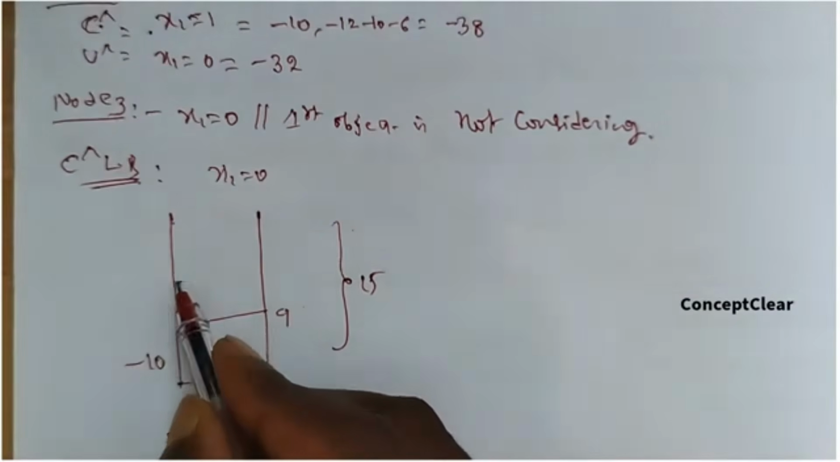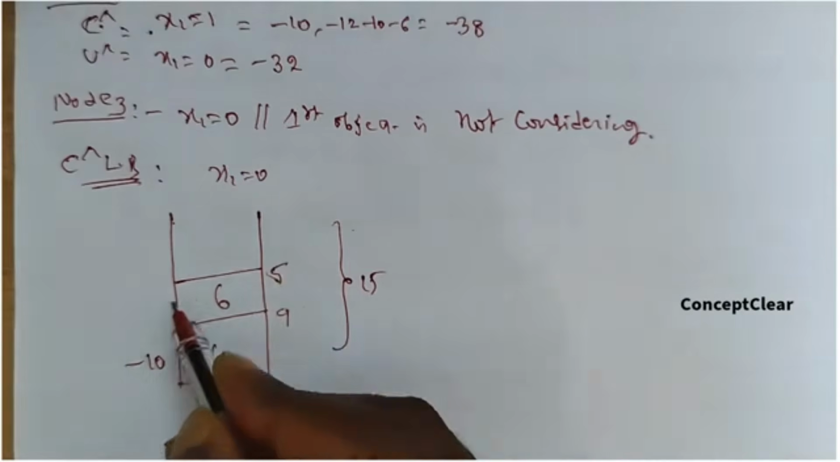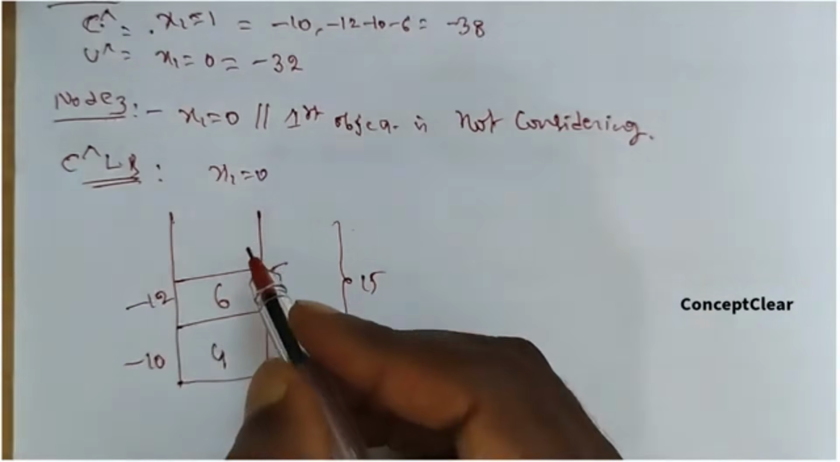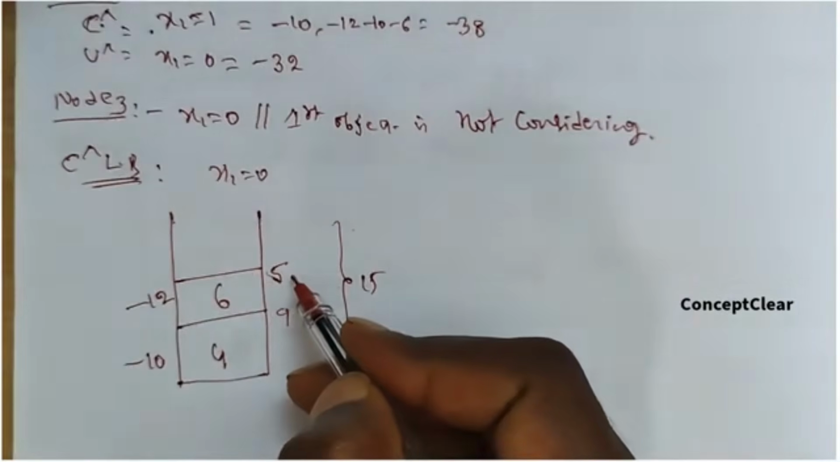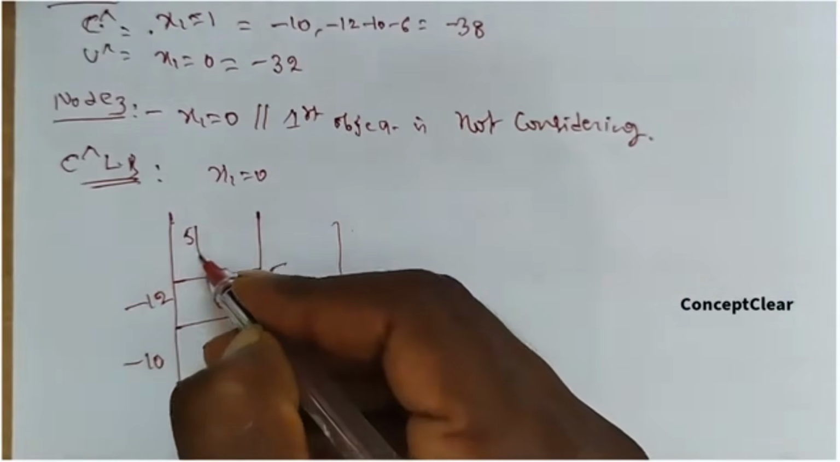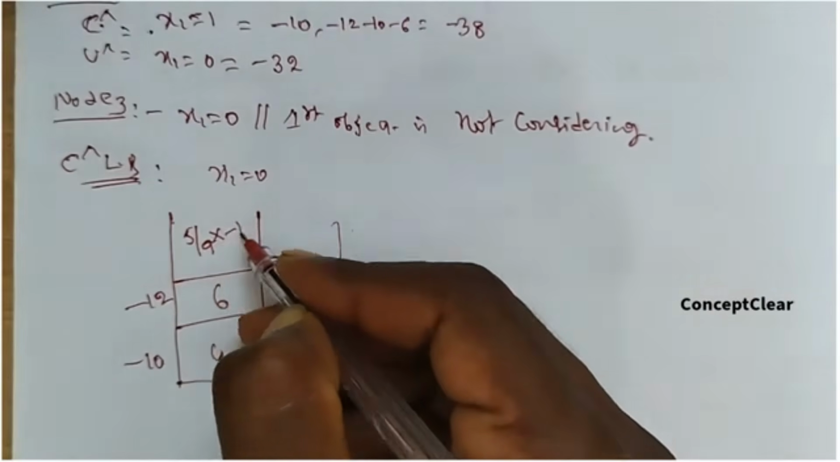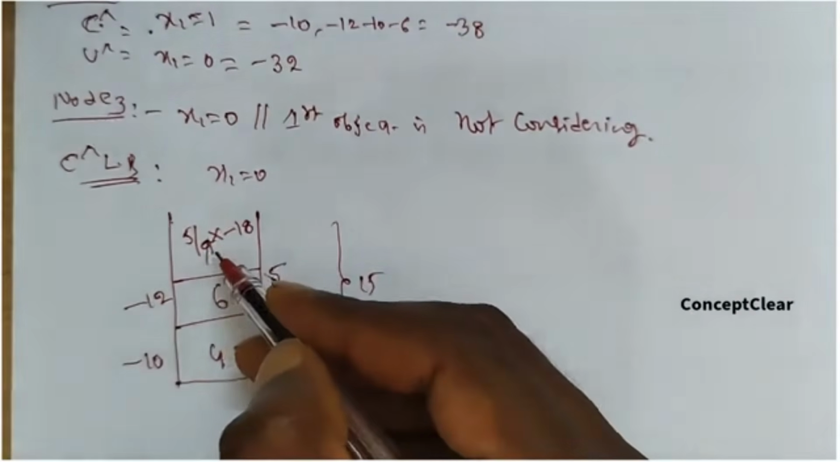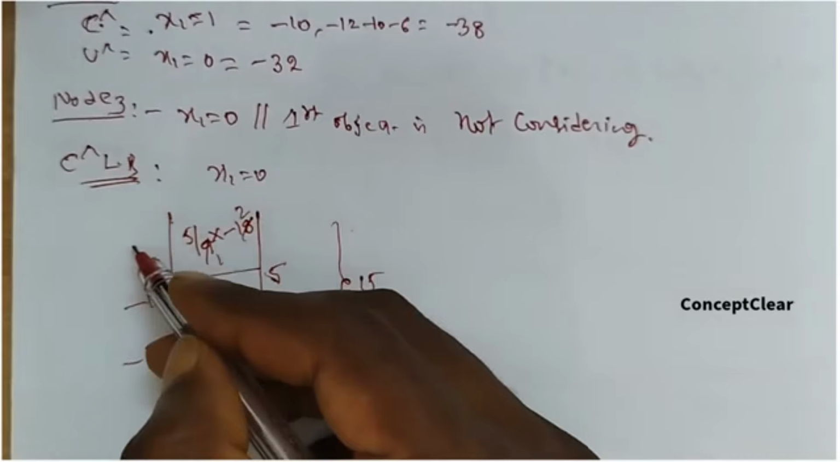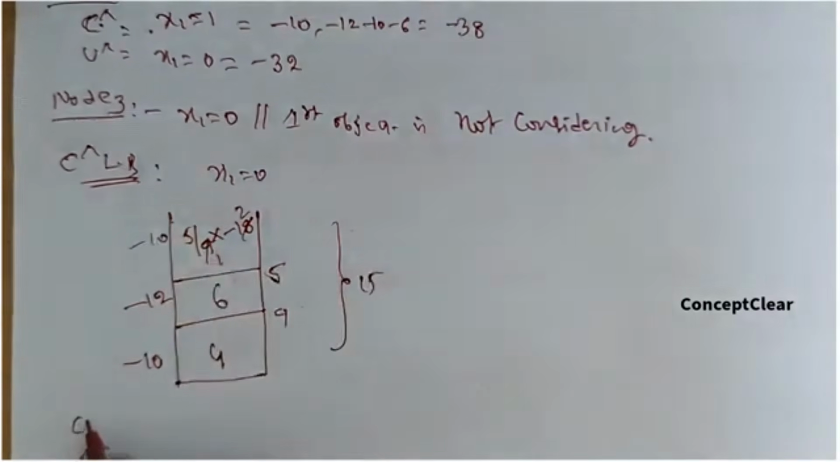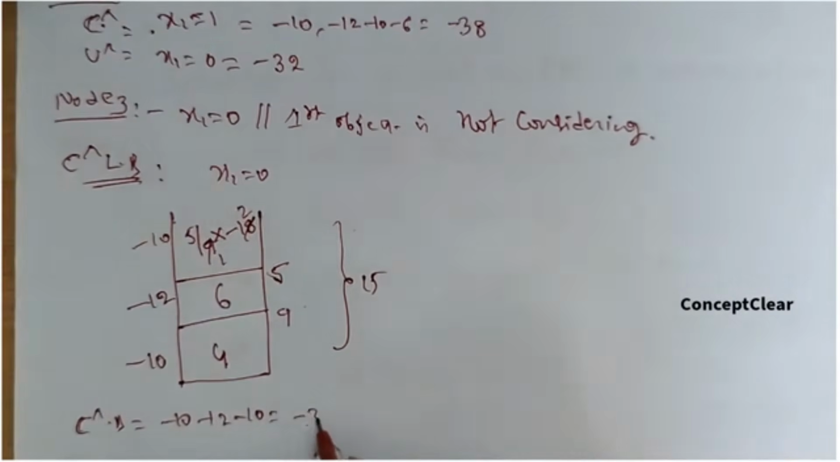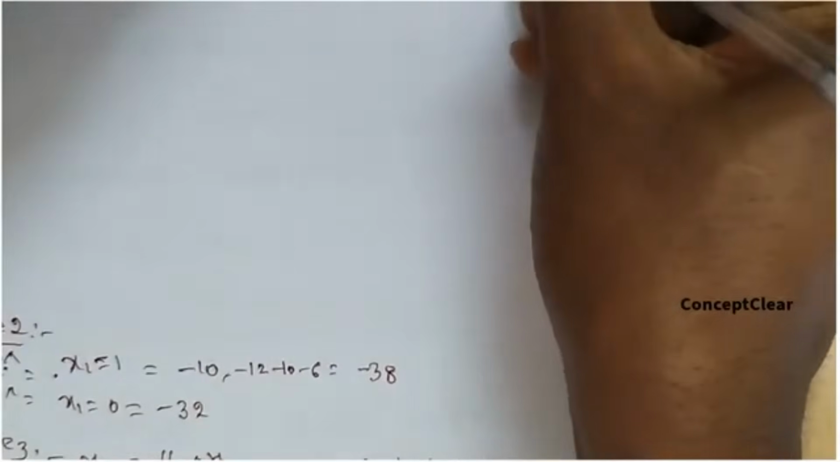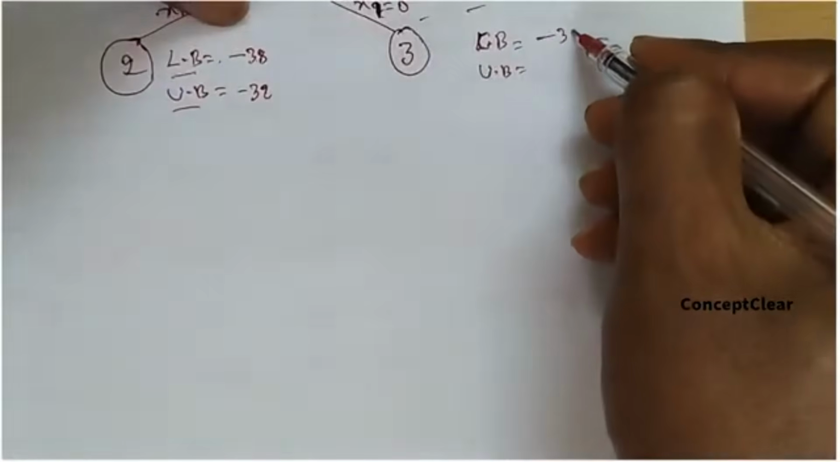The third object weight is 6. The remaining is 5. Here also the profit is 12. And the fourth object weight is 9. The balance is 5, so how is it calculated? The remaining 5 by total weight, into total profit. If we calculate this, 5 by 9 into 18, that equals minus 10. So the profit is minus 10. The lower bound value equals minus 10, minus 12, minus 10, which equals minus 32. Here the C cap value is minus 32.